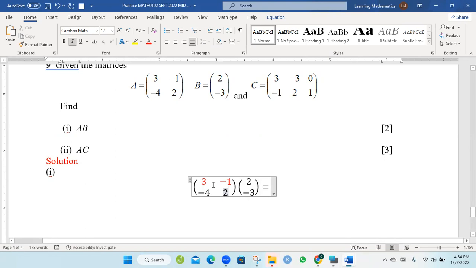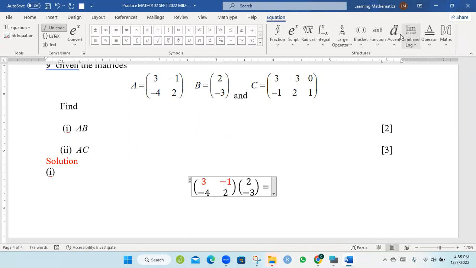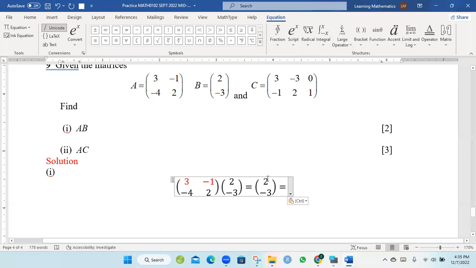Now, the first matrix has 2 rows. So therefore the product will also have 2 rows. The second matrix has only 1 column. So the product will have 1 column. So I repeat, because the first matrix has 2 rows, our answer must have 2 rows. The second matrix has 1 column, our answer must have 1 column. The first matrix controls the number of rows, and the second matrix controls the number of columns. So our answer is going to be 2 by 1.